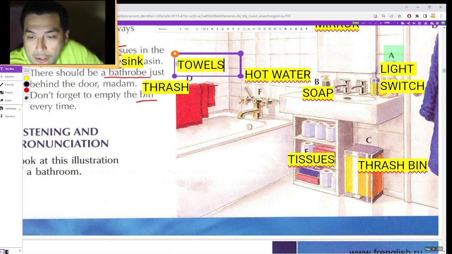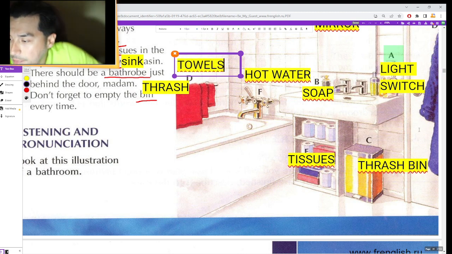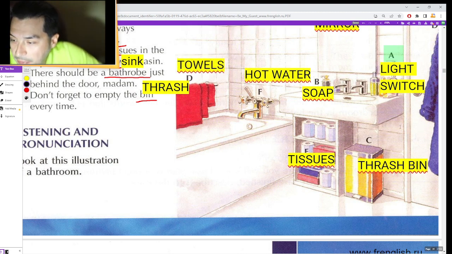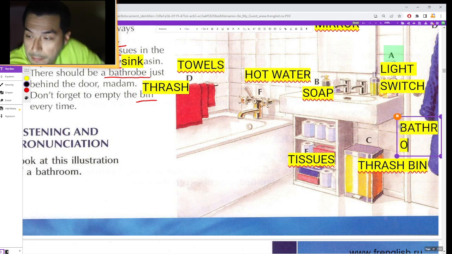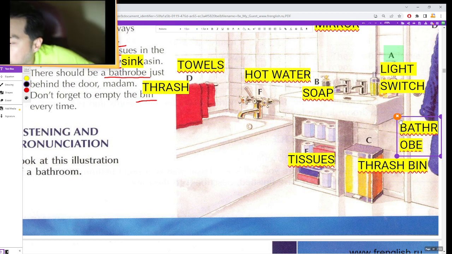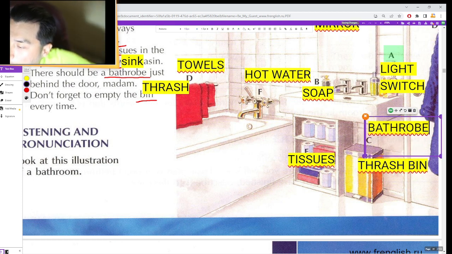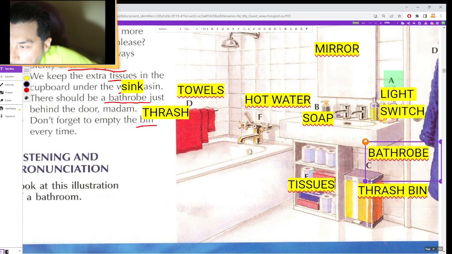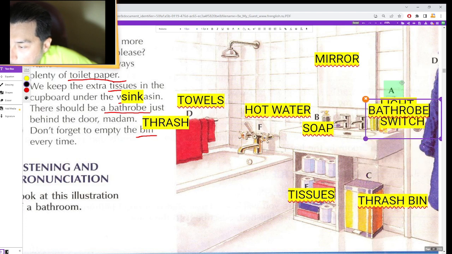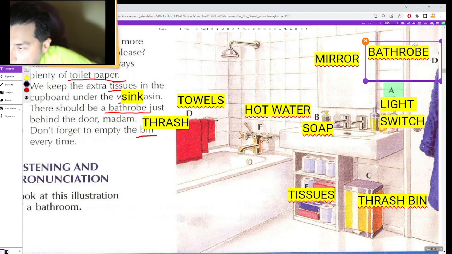We have towels right here, towels. And the bathrobe. Oh, letter D right here, bathrobe.